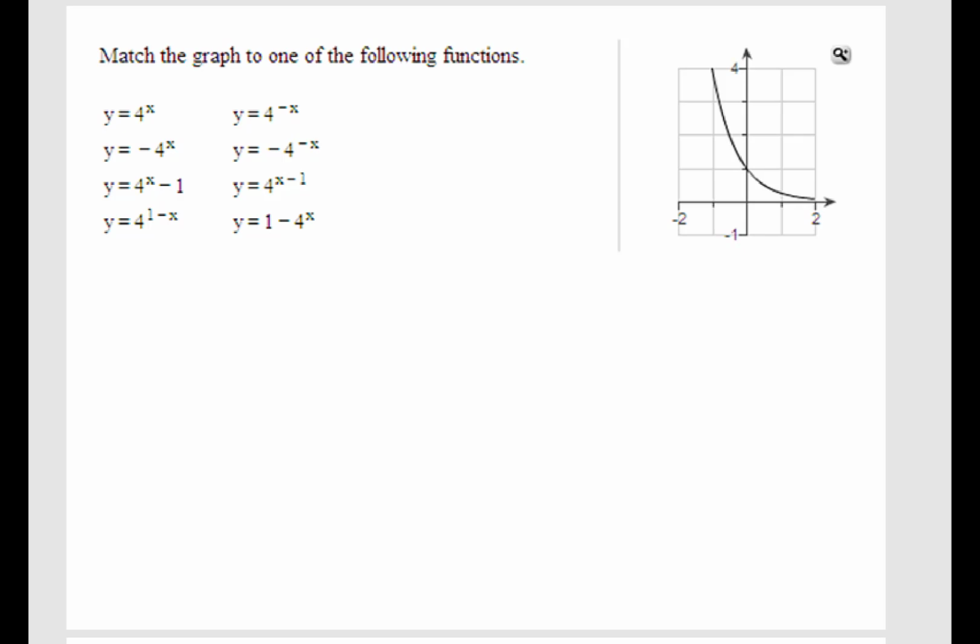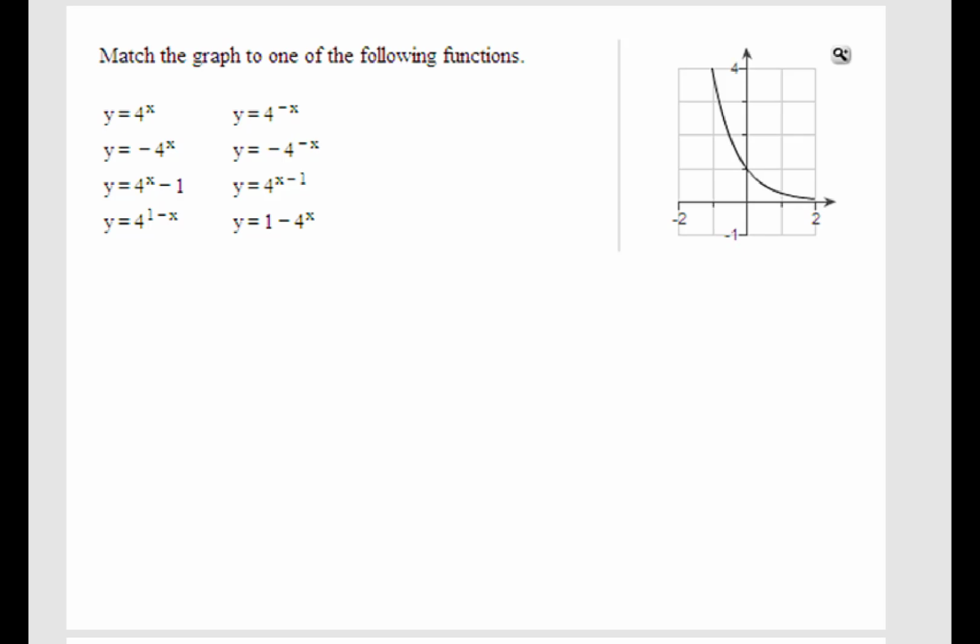So we're going to graph these and see which of these functions produce that graph on the right. I could eliminate some. Now, if you're not remembering how to eliminate those, then that's fine. You can graph them. But if you're able to eliminate them, that makes it a little bit easier. So notice that on all of these, my base is 4, right?